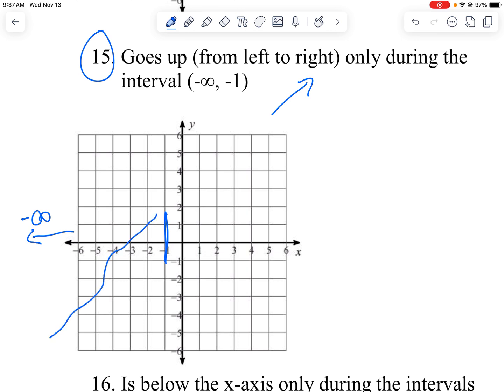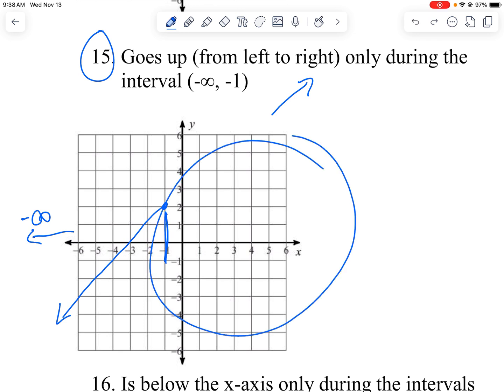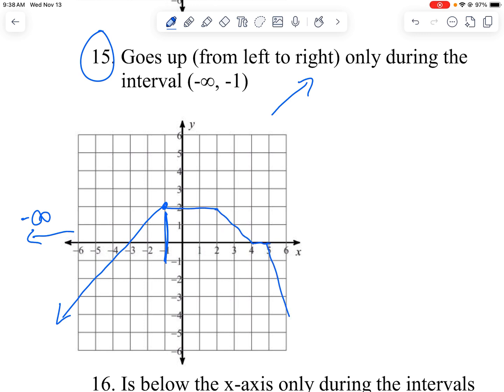I can kind of do whatever I want here, but I'm just going to do a straight line until I hit -1. And it's the only time it can be going up. So the rest of my function here can be anything as long as it's not going up. So I can go horizontal, I can go down, I can go horizontal. Oh, sorry, that's up. Horizontal and down and horizontal. And then down and horizontal and then really far down. There's a lot of options there.